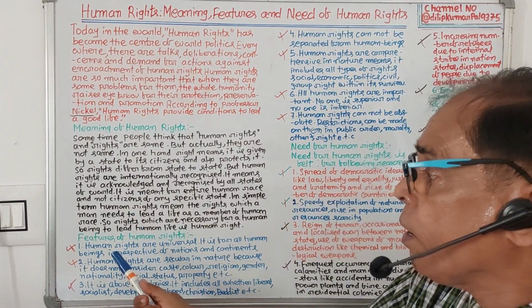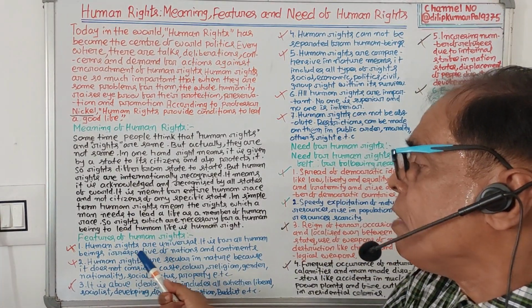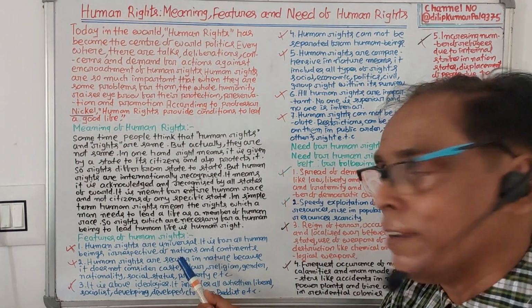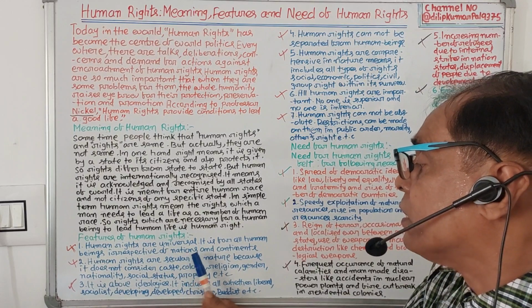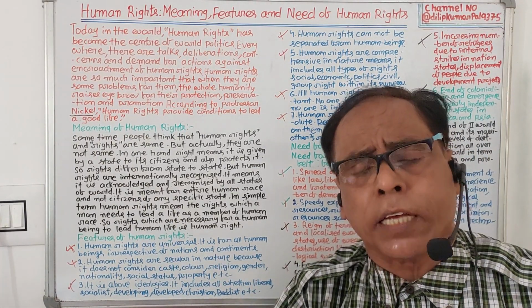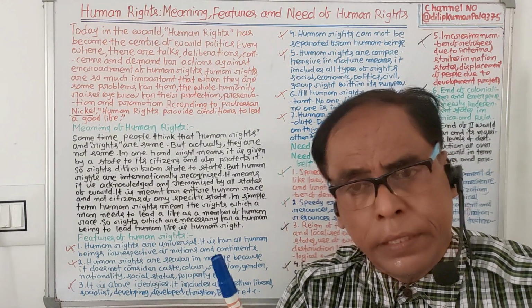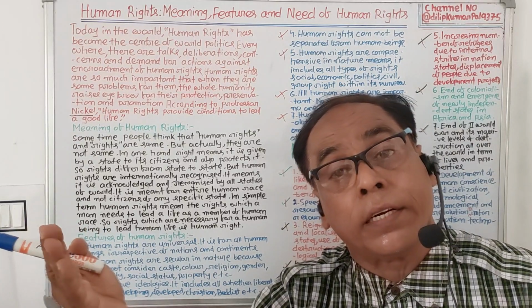Now, we discuss the features of human rights. Human rights have some features. Number one, human rights are universal. They are for all human beings, irrespective of nations and continents, of any country, of any continent.